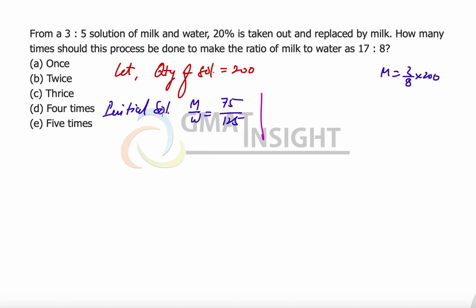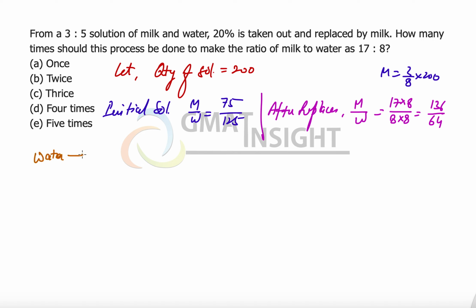Now, after the replacements, let's quickly understand what is the quantity of milk and water. So milk is 17 multiplied by 8, and this is 8 multiplied by 8, because it's been replaced again and again by milk. So 80 and 56, 136 and 64. So the initial quantity of milk is 75, the final quantity of milk is 136. Now we can quickly start focusing on the water. Now the water is changing from 125 liters in 200 liters to 64 liters in 200 liters, right?